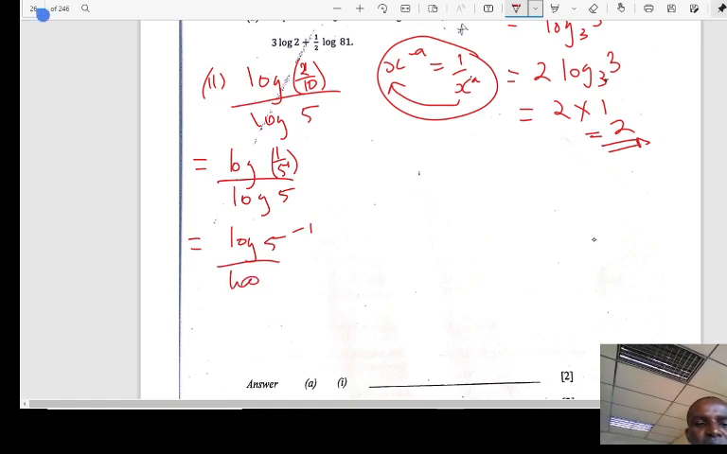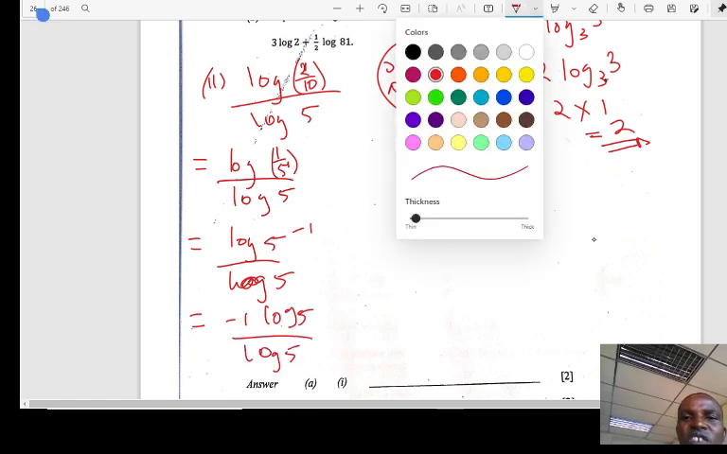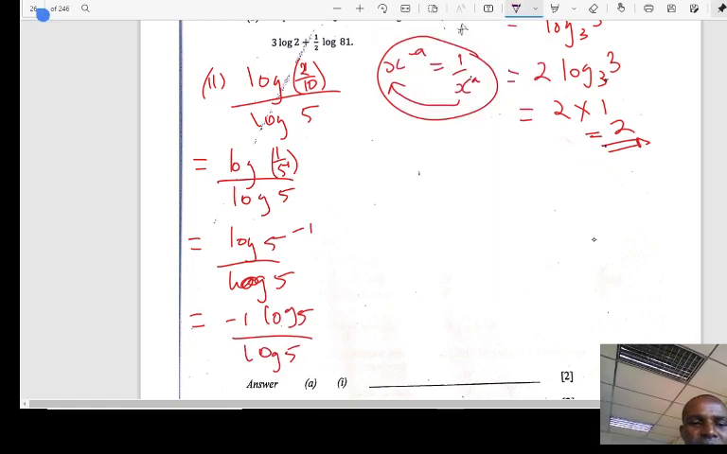So over log 5. Then bring down the minus 1. It will be minus 1 log 5 over log 5. Then log 5 will cancel out. So the answer will be minus 1. Done.